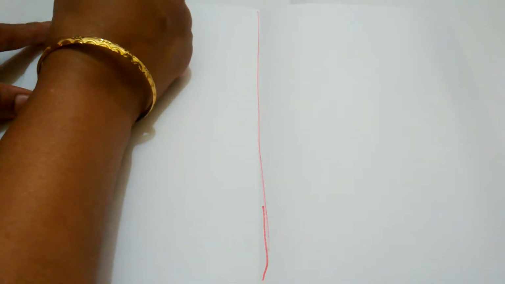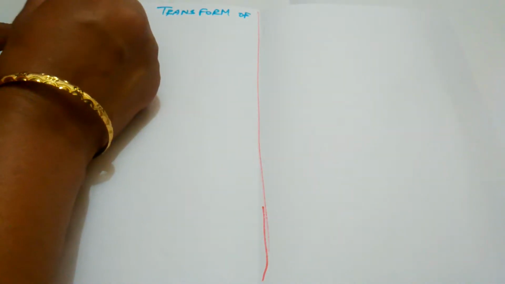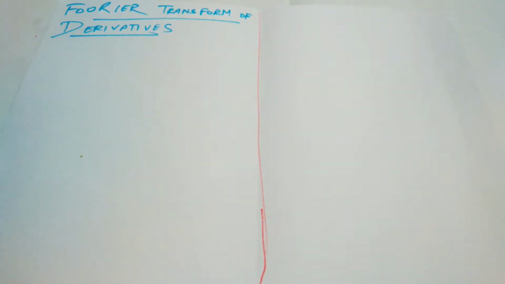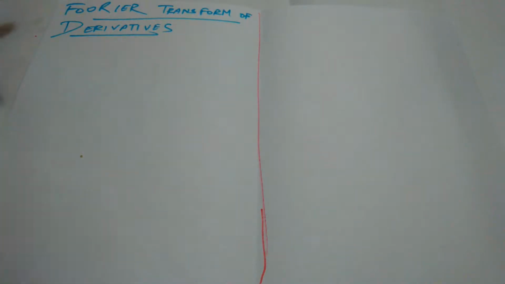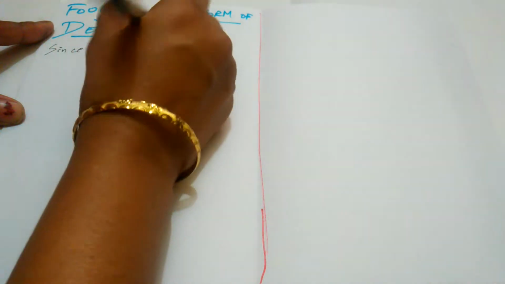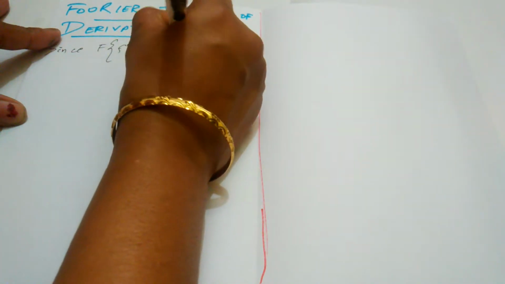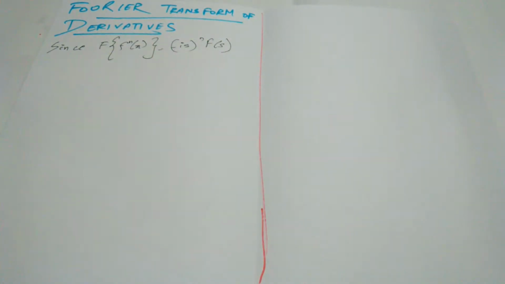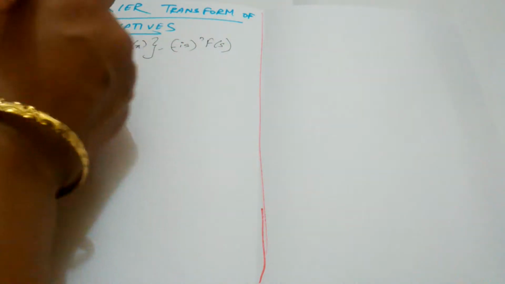Fourier transform of derivatives. Now, as we know, F of f^n of x is equal to (-is)^n into F of s. One by one we will solve the derivatives.